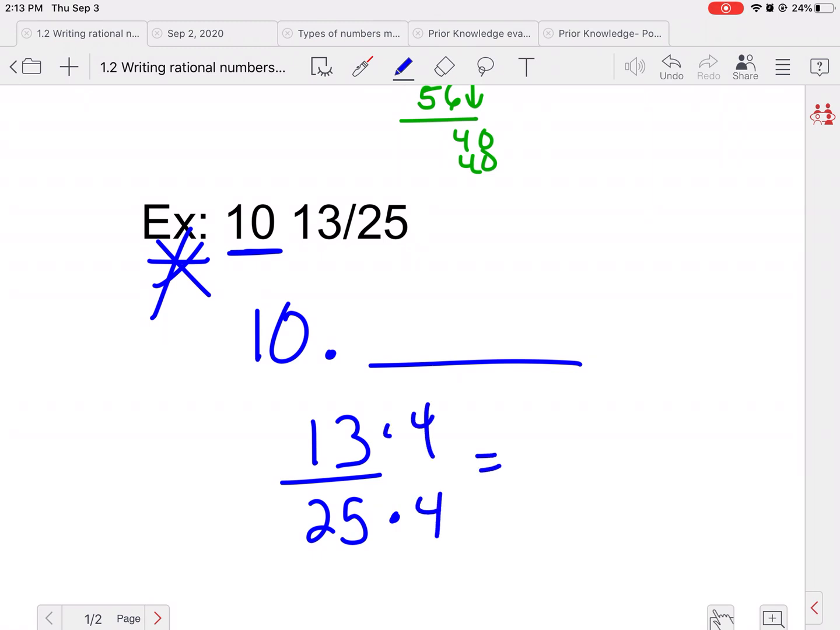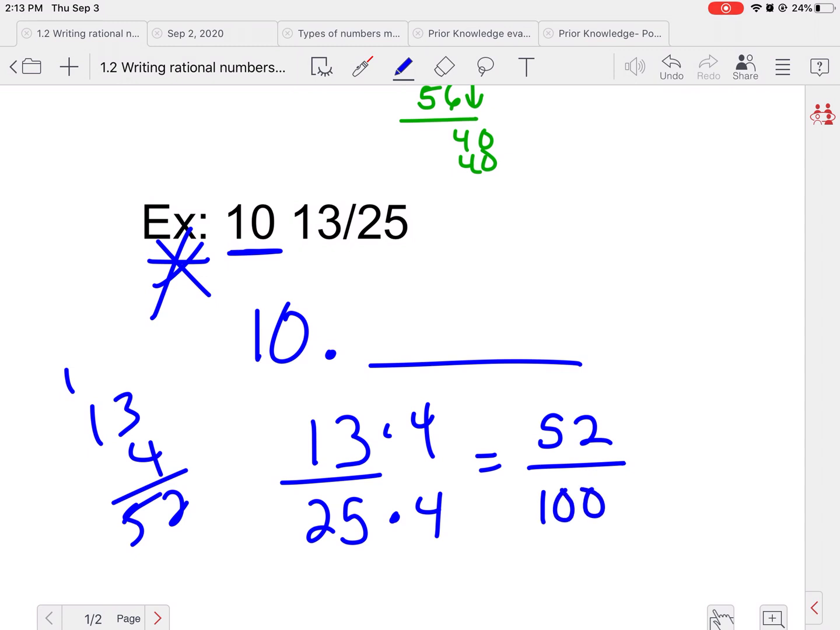So 13 times 4 would be, 13 times 4, I'm blanking, so I'm going to do my math off to the side. 4 times 3 is 12. 4 times 1 is 4, 52, oh goodness, I knew that one. 25 times 4 is 100, okay. So again, the 2 has to go in the hundredths place, so this would be 0.52.